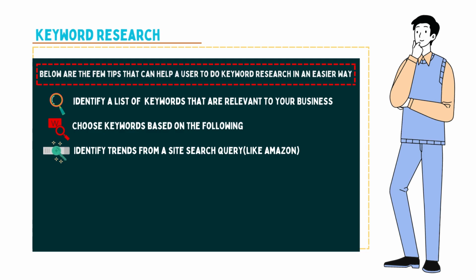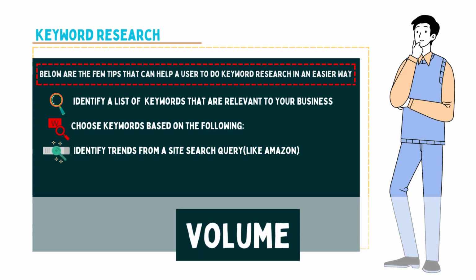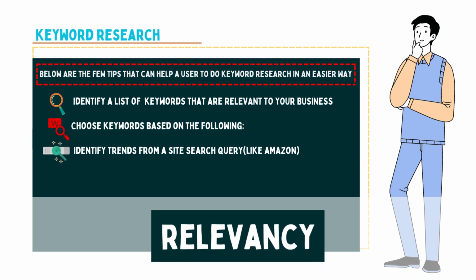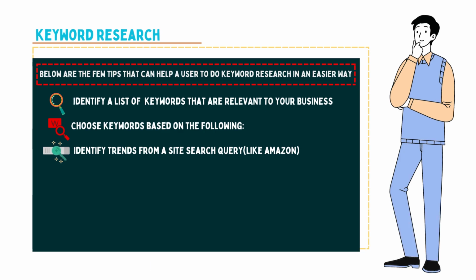It is crucial to emphasize the significance of identifying a relevant keyword list. It cannot be stressed enough that we should prioritize keywords based on difficulty, volume, commercial intent, and most importantly, relevancy. Furthermore, we have the ability to identify trends by conducting a site search query on platforms like Amazon. This helps us understand what keywords our competitors are ranking for. By utilizing the Moz Keyword Explorer tool, we can input the keywords we are targeting and determine if our competitors are also ranking for those same keywords.